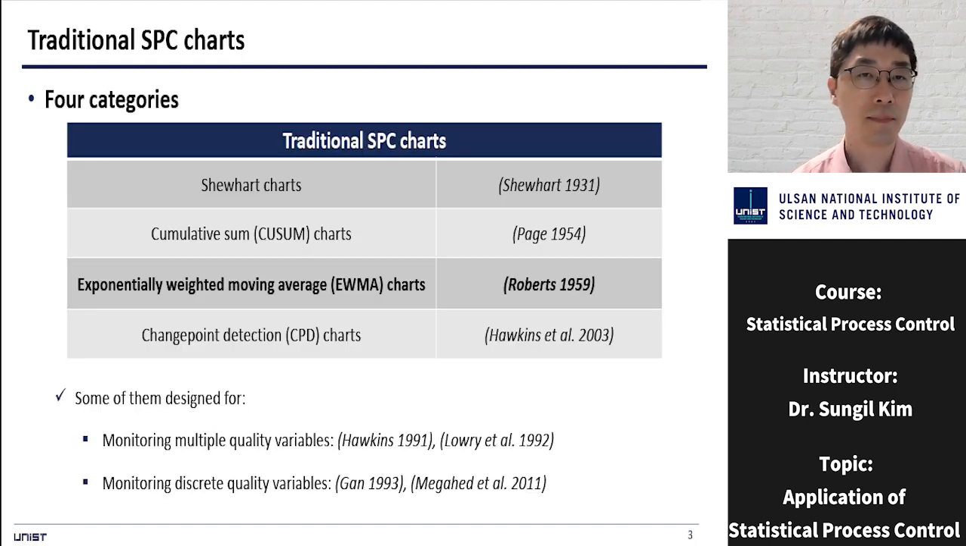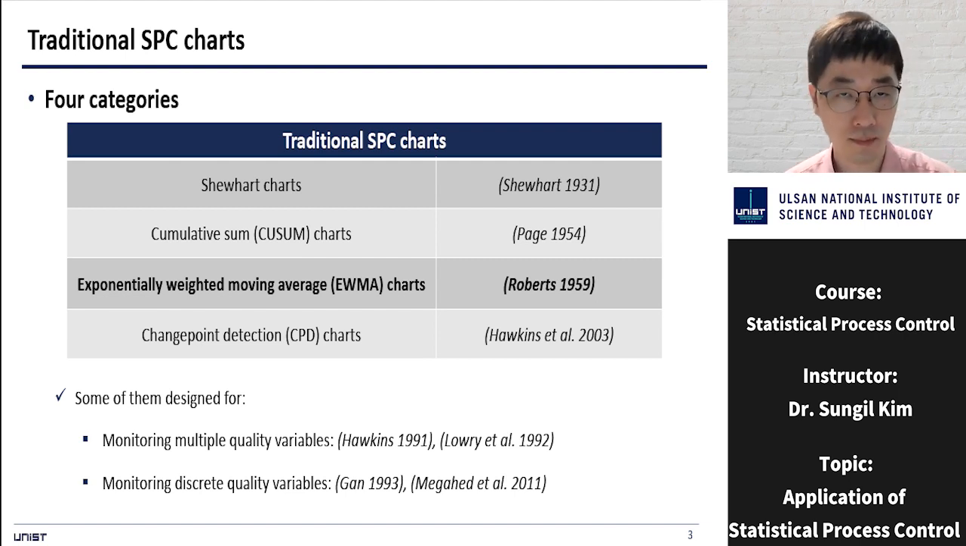A traditional SPC chart can be roughly divided into four categories: Shewhart chart, cumulative sum, CUSUM chart, exponentially weighted moving average, EWMA chart, and change point detection, CPD chart. Some of them are designed for monitoring multiple quality variables or quality variables taking binary, count, or categorical values.